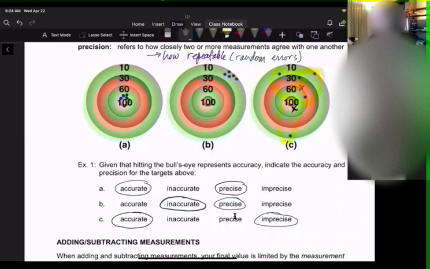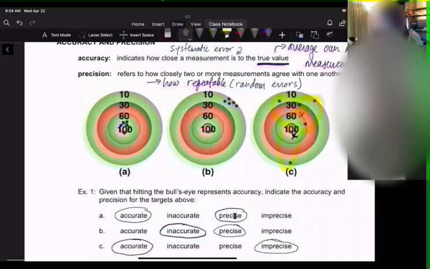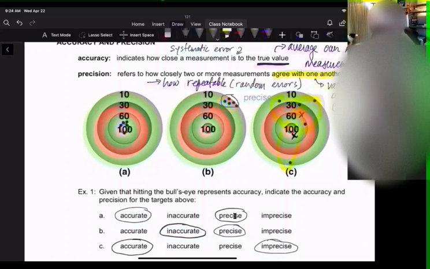Why is B not imprecise? Precision has to do with, are the measurements close together, right? So do they agree with one another? All right, just a little bit of vocabulary and understanding how our data connects to the way it was collected. Oh, look, you can still annotate. Nice.